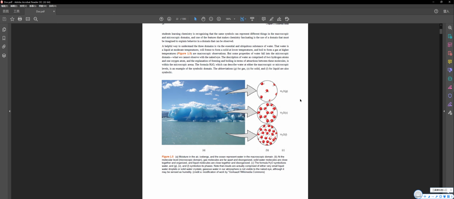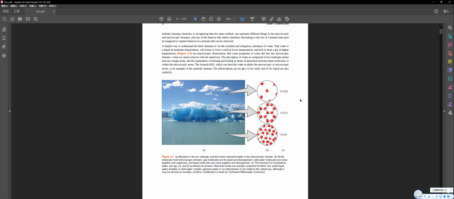Figure 1.5. Moisture in the air, icebergs, and the ocean represent water in the macroscopic domain. But at the molecular level, gas molecules are far apart and disorganized. Solid water molecules are close together and organized, and liquid molecules are close together and disorganized. The formula H2O symbolizes water, and gas, solid and liquid symbolize phases.